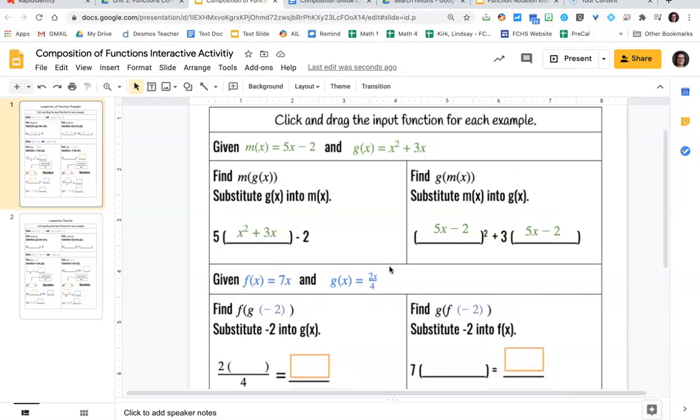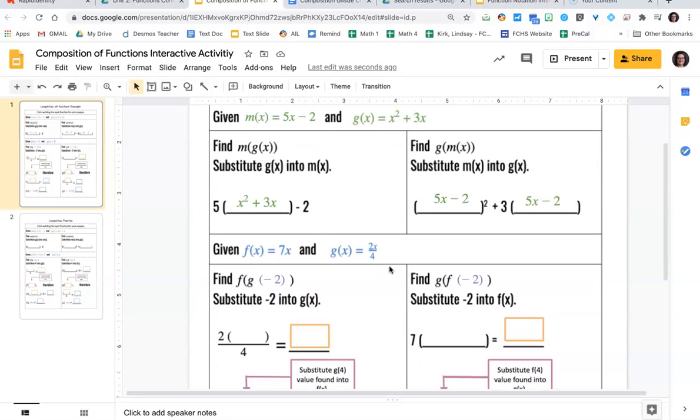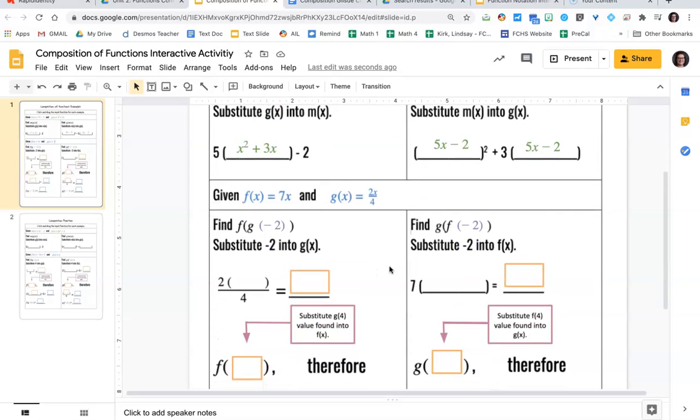All right, so those are actual plugging one function into the other. What happens when I have to plug a value into two functions with composition? For this, I have f(x) equals 7x, and g(x) equals 2x divided by 4. So that says find f of g of negative 2. We're not just going to plug in a whole function into another one. We're going to plug in values, but we're going to do it multiple times. So we're going to substitute negative 2 into the g function, where the x was, I put a placeholder.